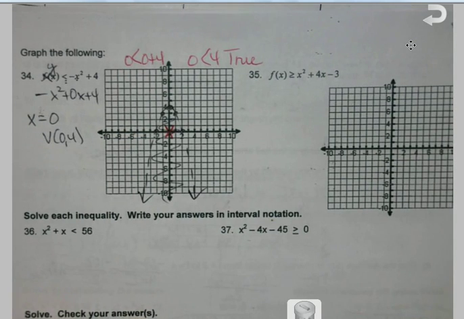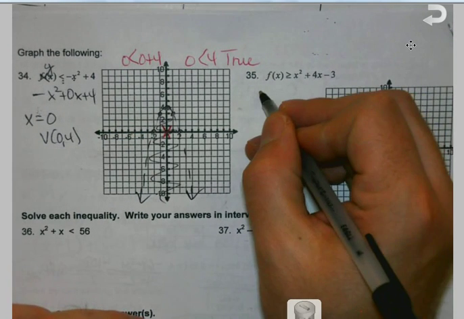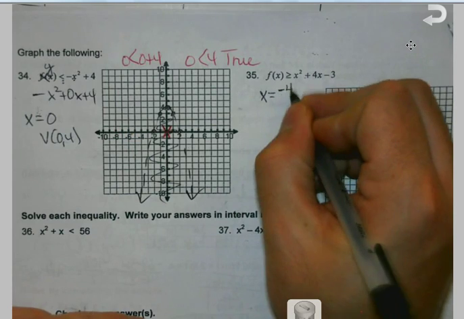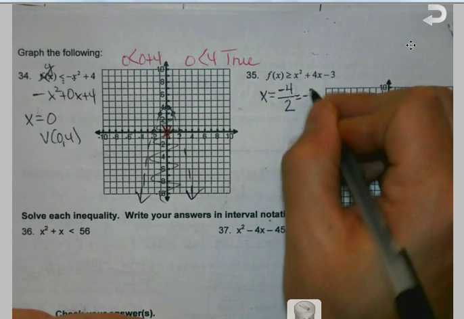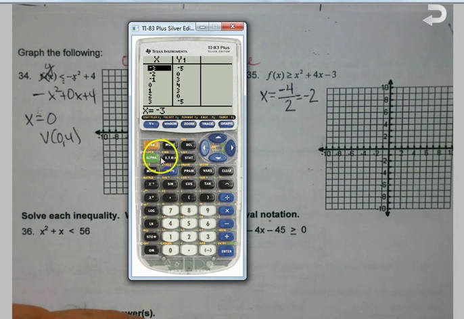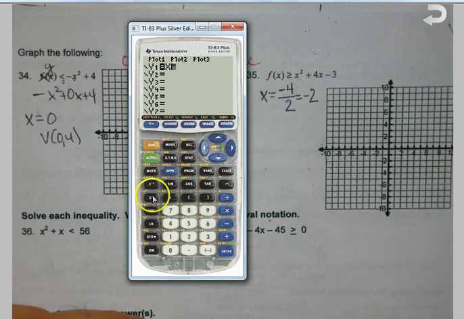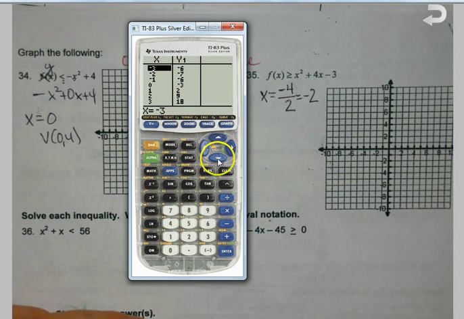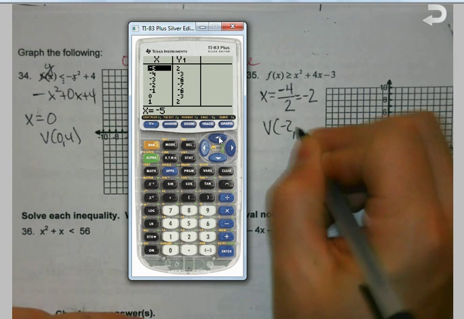If I move to the next one here, again, to get my vertex, -b over 2a. My x value is 2, and again, I am looking to save time. So I get back to my y equals, I'm going to type this in. Go to my table. I know my x value is 2, so I should see symmetry when that's in the middle. Oops, -2. It would help if I went to the right value, right? That's better. So my vertex is at -2, -7.